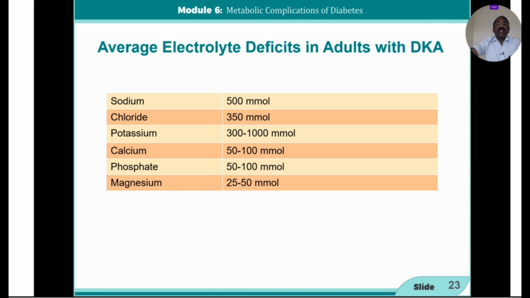So this is the average electrolyte deficits in the DKA. The sodium deficit 500 millimoles, chloride 350 millimoles, potassium 300 to 1000, calcium 50 to 100 millimoles, phosphate 50 to 100, magnesium 25 to 50. Okay.